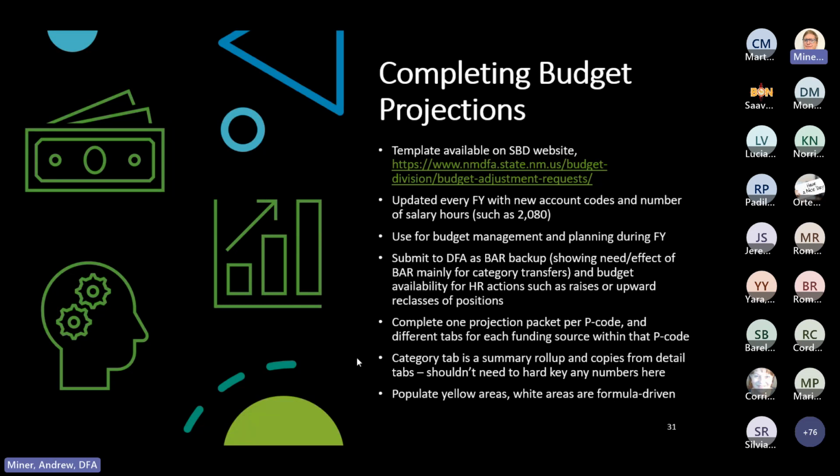You can complete one projection packet per P code, and there are different tabs for each funding source within that P code. There are a lot of different tabs on the projections template. The category tab is a summary roll-up, and that copies information over from the detail tabs. So you should not need to hard key any numbers on the category tabs. And just like the BAR form, you're going to populate the yellow areas, whereas the white areas are formula driven and copy things over and populate themselves.